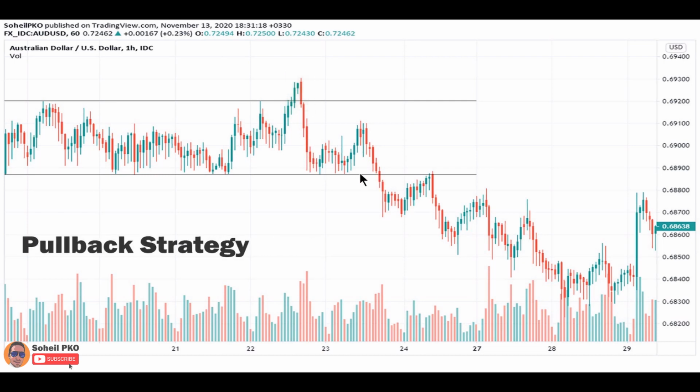Pullback strategy, or some traders call it retest strategy. When we have a breakout, even a valid breakout, it doesn't mean that the price advances or declines in the direction of the breakout instantly. And sometimes we have a pullback and retest of the broken level, and after that the price advances or declines in the direction of the breakout, which provides us a very low risk opportunity to enter a trade.